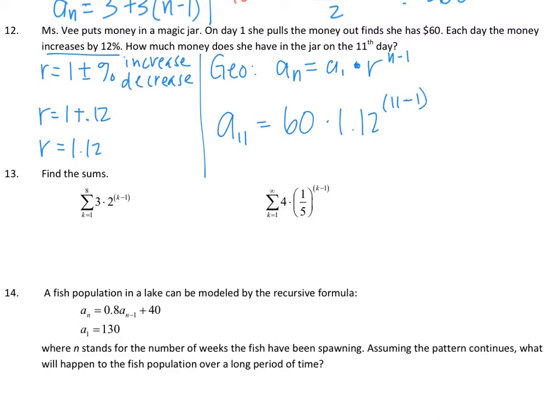And then all this will go in my calculator. I would probably put it in my calculator with parentheses like this. So 60 times 1.12 raised to the 10th power. And so A11 is 186.35. I'm going to go to 2 decimal places because we're talking about money.